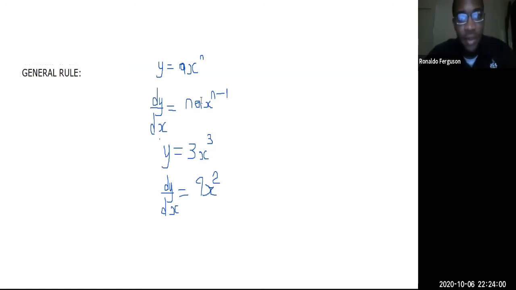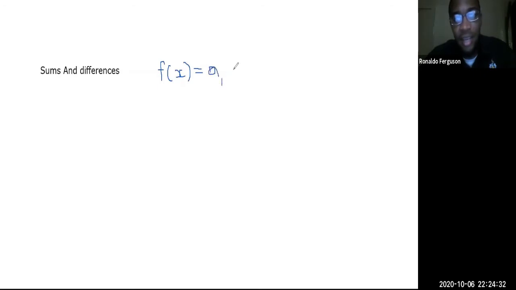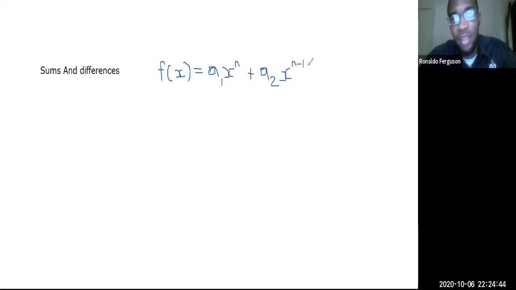Now, of course, we're not always going to be given this one simple function. There are many different types of function we'll be given. So the first one that we're going to review next is how to differentiate sums and differences. What sums and differences mean is that, let's say you're given some function f of x, and it's a polynomial function. f of x is equal to a1 x to the n plus a2 x to the n minus 1, and so on.